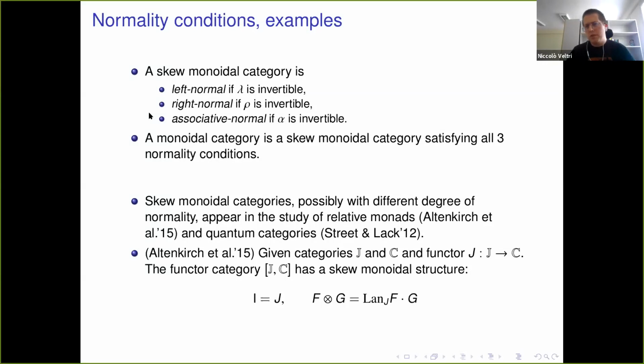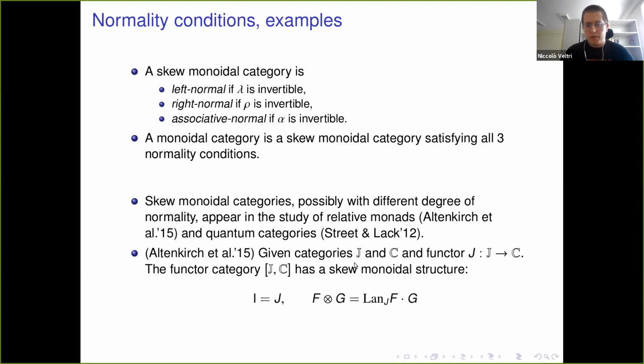Now there are many examples in the literature, and these things have been heavily studied in the past, let's say 8 years or so, mostly by the Australian category theorists, so Street, Lack, and colleagues. And they appear in the study of programming language semantics. So for example, in the study of relative monads by Altenkirch, Chapman, and Uustalu, and also quantum categories by Street and Lack. So I don't have much time here to show you examples, but I'll show you only one.